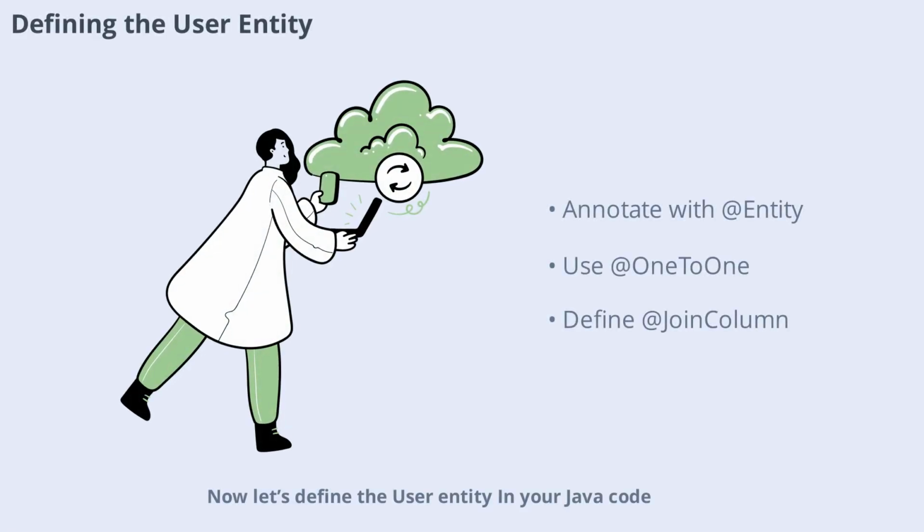Now let's define the user entity. In your Java code, annotate the class with @Entity and use @Id with @GeneratedValue for the primary key. Add fields like name, and most importantly, a profile field annotated with @OneToOne and @JoinColumn. The @JoinColumn annotation specifies the foreign key column, profile_id, that links to the profile entity. This setup makes user the owner of the relationship, ensuring each user is connected to one profile.